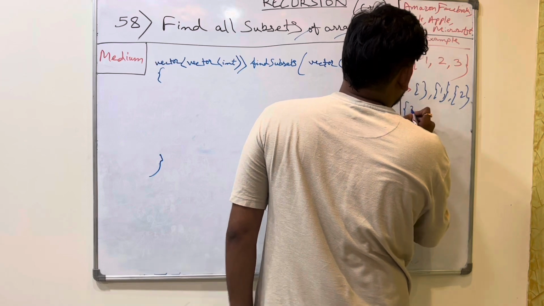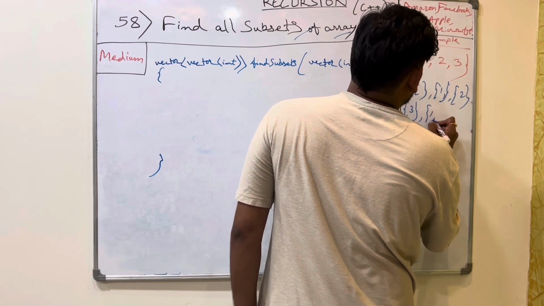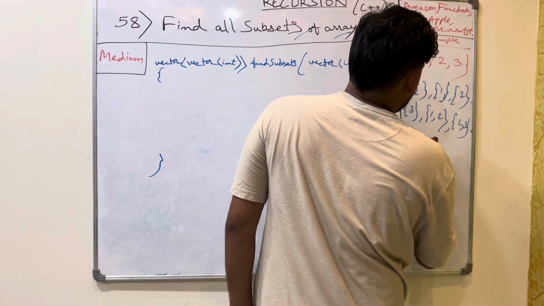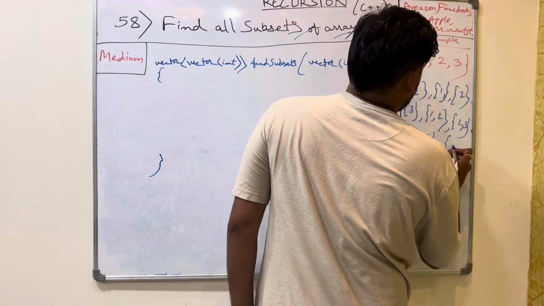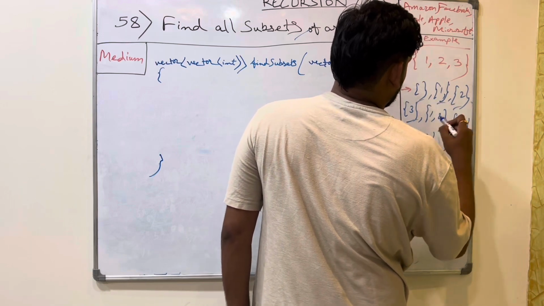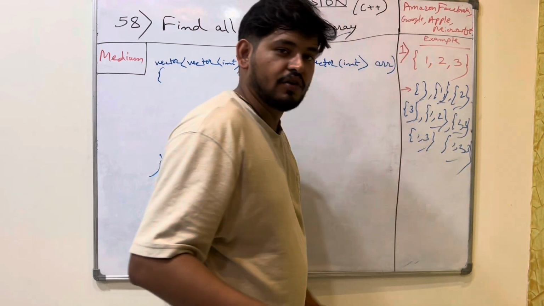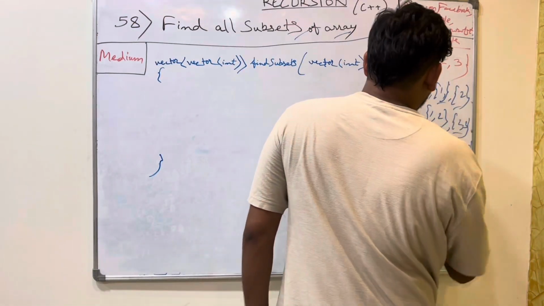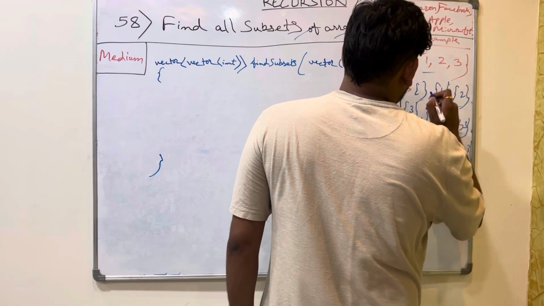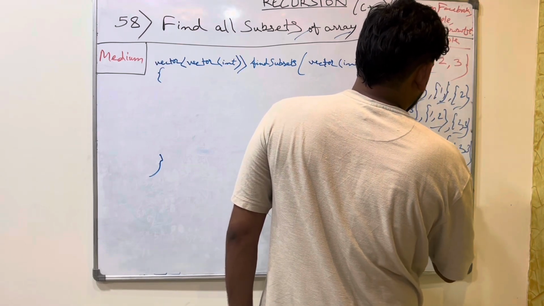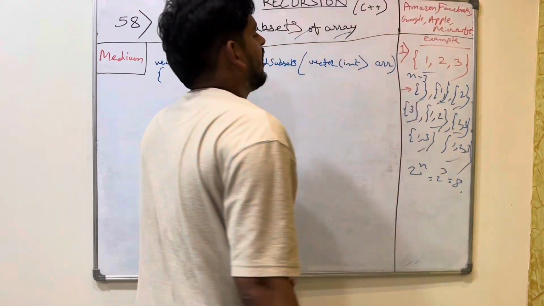That is 0, 1, 2, 3, 1 2, 2 3, 1 3, and 1 2 3, all the possible subsets. So how many subsets are there? 1, 2, 3, 4, 5, 6, 7, 8. We know the number of subsets possible is always 2 to the power n, the number of elements. So if n is equal to 3 here, the number of subsets will be 2 to the power 3, that is 8. So we need to find all the subsets.